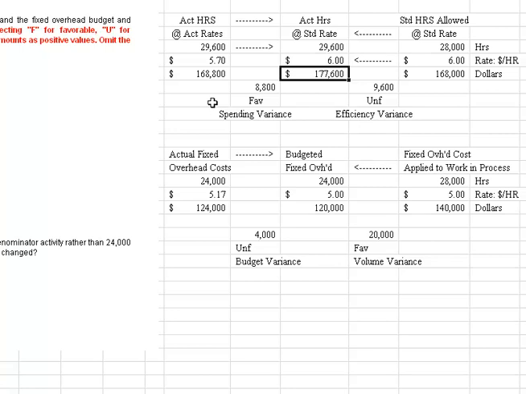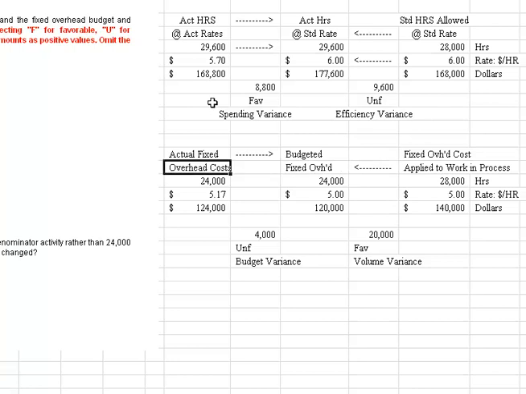But we can compare the product from the middle column to the column on the left dealing with actual, and what we see is we're $8,800 favorable in spending. When we move over and compare the middle ground to the standard hours, we're unfavorable to the tune of 9,600. So that gives us our spending variance, which is favorable, and our efficiency variance.